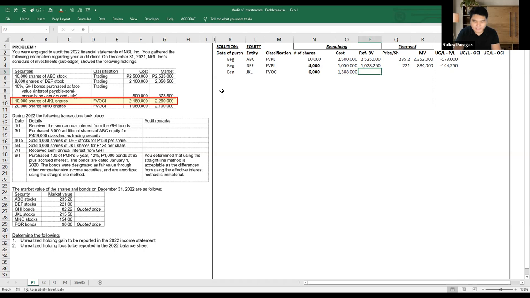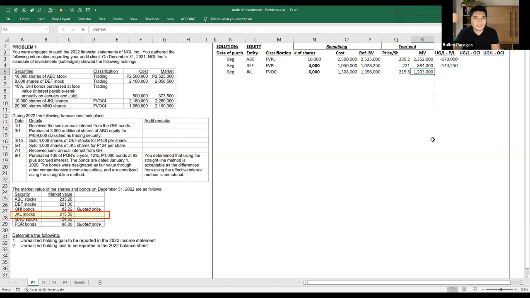260. Multiply that by 6 over 10. So it's as if we just proportion it. Okay, let's also get the price per share at year end of JKL. It's right here below, 215.5. And your market value would basically be the same, no? Multiply the price per share with the remaining number of shares. So you have a year-end market value of 1.293 million.